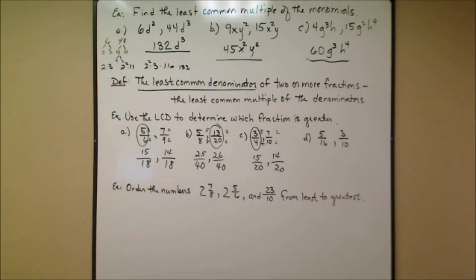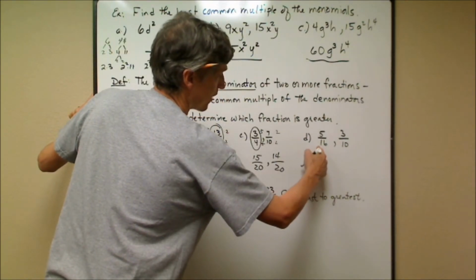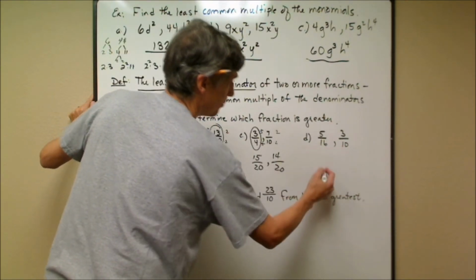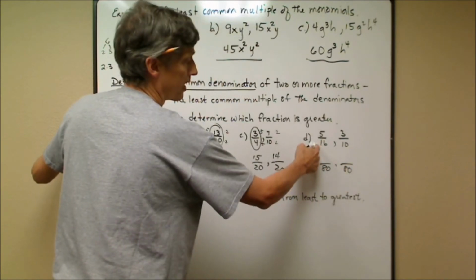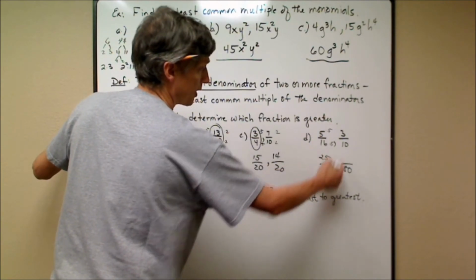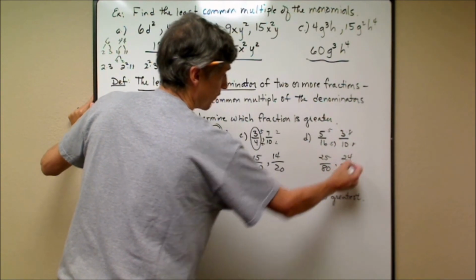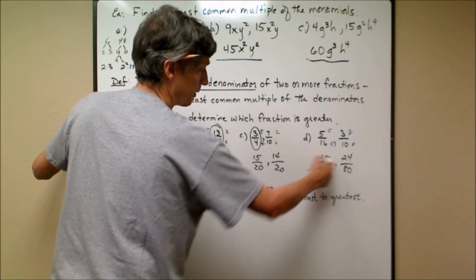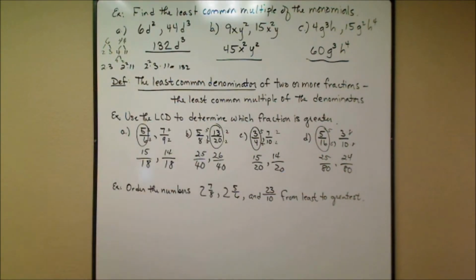And the last one that I have there, my least common denominator for 5/16 and 3/10 would be 80. I'd have to multiply this by 5, so I multiply the top by 5. That gives me 25. I'd have to multiply this by 8, so I'll multiply the top by 8. That would give me 24. It's not much bigger, but it's a little bit bigger, so this is my guy right here. 25/80 is greater than 24/80, so 5/16 is greater than 3/10.